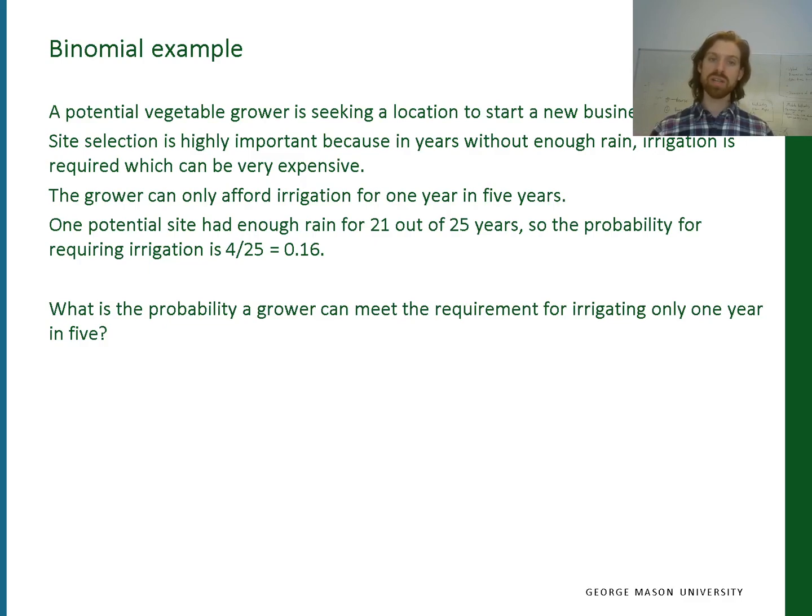The grower, based on the margins which can be produced for those goods and sold at market, can only afford to carry out irrigation on that site for 1 in every 5 years. One particular site, which the grower is looking at purchasing, had enough rain for 21 out of 25 previous years. So the probability of requiring irrigation is 4 over 25, so it's about 16%. In any one year, there's a 16% chance that the site may need to use irrigation rather than just natural rainwater, and that's going to cost money. So before the site selection is confirmed and purchased, the question is, what's the probability that the grower can meet the requirement for irrigating only 1 year in 5?